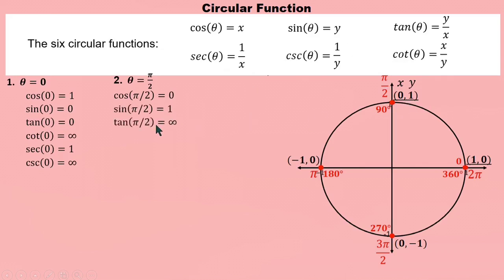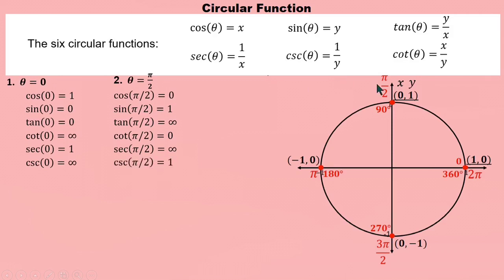Tangent pi over 2 is undefined, y over x or 1 over 0, and that is undefined. Cotangent pi over 2 is equal to 0, x over y or 0 over 1, which is equal to 0. Secant pi over 2 is undefined, 1 over x, x is equal to 0, and 1 over x is undefined. And cosecant pi over 2 is equal to 1.